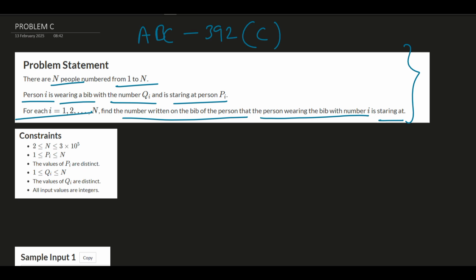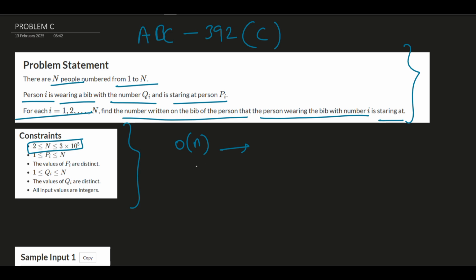So what I want you to do is look at the constraints of it. If you look at the constraints, the value of N is 3 times 10 raised to 5. So a solution of O of N squared or higher will not be accepted. The optimal approach for this question would be O of N.